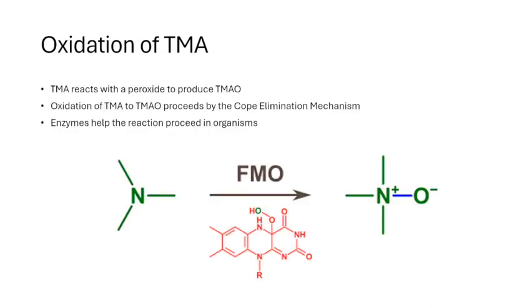Now you might be wondering, how is TMAO formed? And it's by our favorite reaction, oxidation. TMA reacts with a peroxide to produce TMAO. This oxidation occurs by the Cope elimination mechanism, and it's the first part of that mechanism. In organisms, enzymes help the reaction proceed from TMA to TMAO.